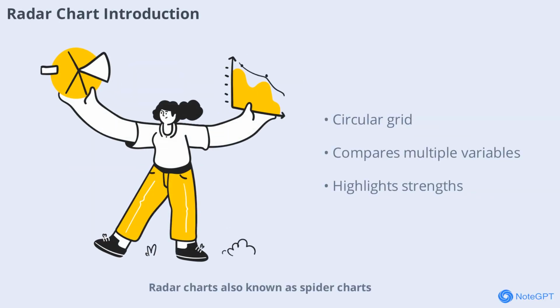Radar charts, also known as spider charts, display multiple variables on a circular grid. Each axis represents a different variable, and the data points are connected to form a shape. Radar charts are useful for comparing performance, skills, or characteristics across several categories. They're often used in sports, employee evaluations, or product comparisons to highlight strengths and weaknesses.